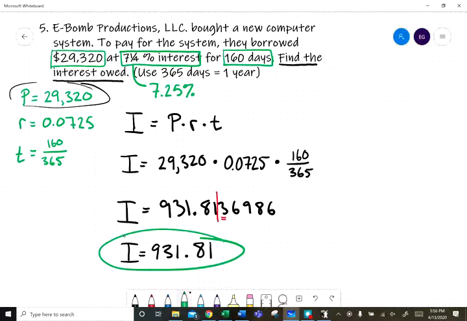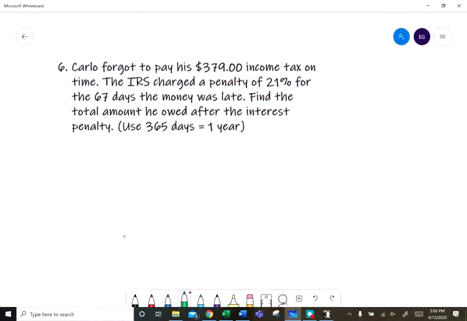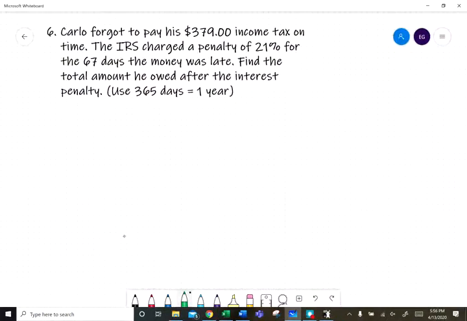All right, so let's do one more of these. All right, Carlo forgot to pay his $379 income tax on time. And the IRS charges this huge penalty of 21%, and that's the annual interest rate, 21% annually, for 67 days while the money was late. So I guess he paid it 67 days after the deadline. Find the total amount he owed after the interest penalty. And again, use 365 days for 1 year.